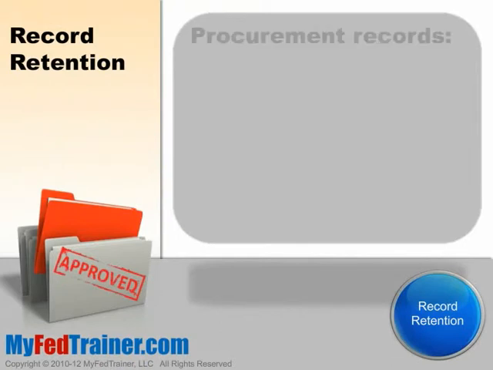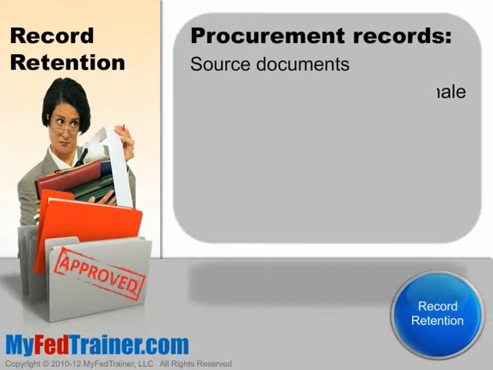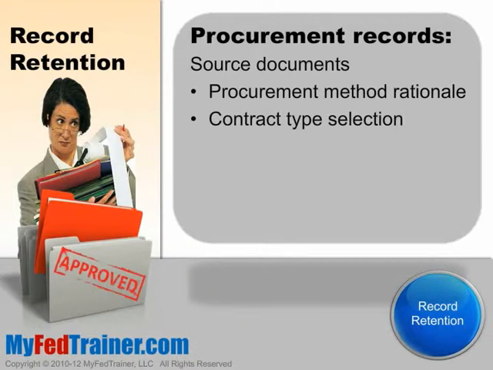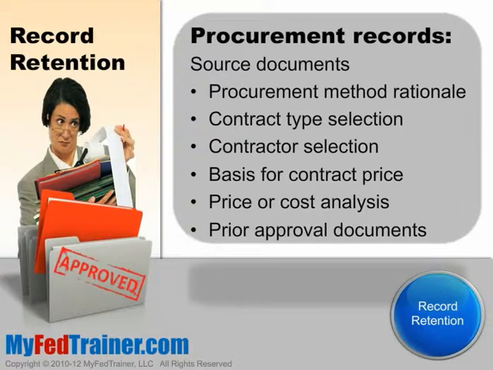Records for procurement of goods and services should contain a number of different documents. The main examples of supporting records in these files would be the procurement method rationale, backup for the contract type selection and basis for the contractor selection or rejection, the basis for the contract price, which would generally include a price or cost analysis, and if prior approval was required on any procurement, the prior approval evidence should be included in the procurement file.